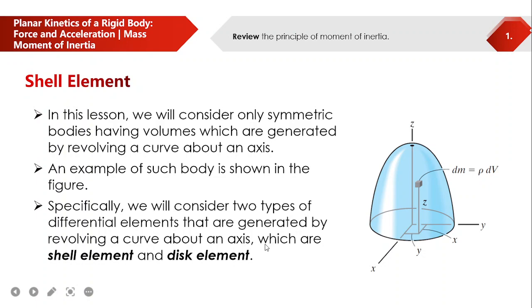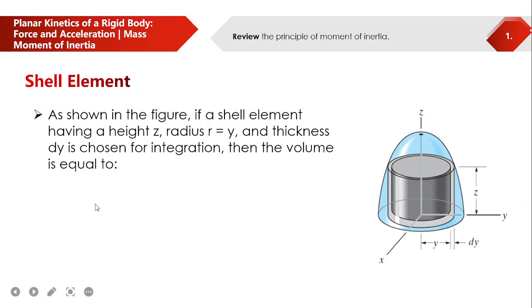So if we are going to rotate a differential element about an axis, there are two ways to solve it: the shell and the disk element. So how do we solve the moment of inertia when we use the shell element? As shown in the figure, first let's talk about the shell element. Say a shell element has a height z, and a radius r equal to y, and the thickness is dy, the thickness of our differential element.